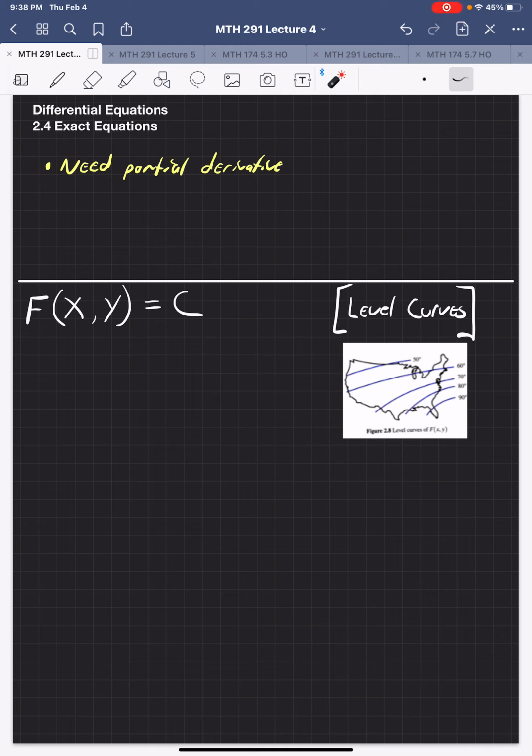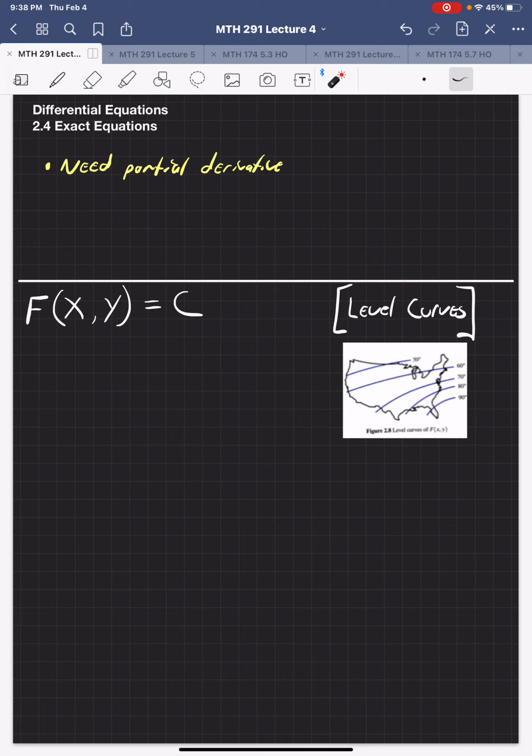So let's recall the idea of a level curve, right? Notice that now we have a multivariable function, and we don't just have f of x, we have f of x, y. And if you recall, if your multivariable function was equal to a constant, we would label that a level curve.